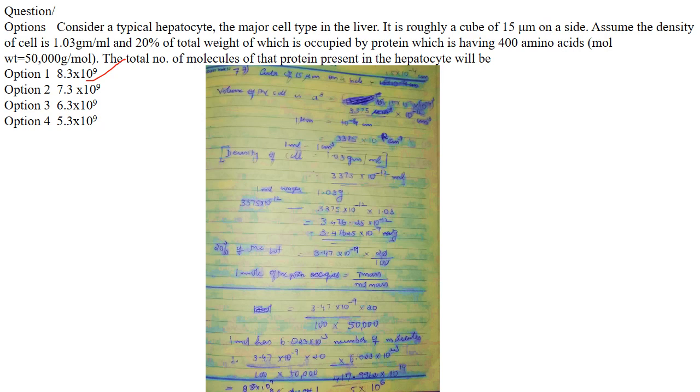So one protein occupies mass by molecular mass. So 3.47 into 10 raised to minus 9 into 20 divided by 100 into 50,000. So 1 mole has Avogadro number of molecules. Substitution followed by calculation, you will get 8.3 into 10 raised to 9. Answer is option 1.